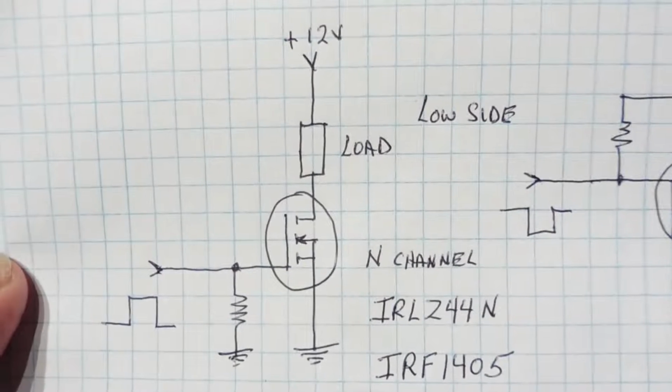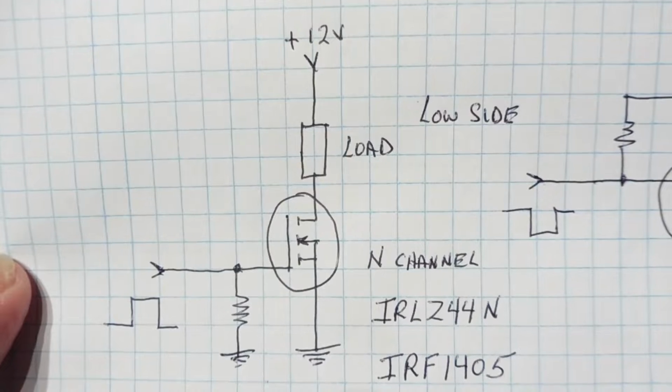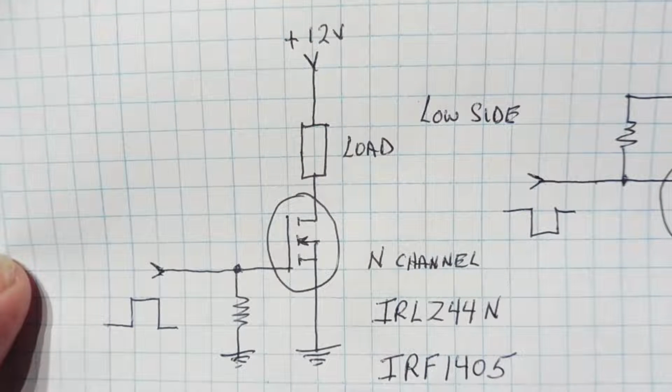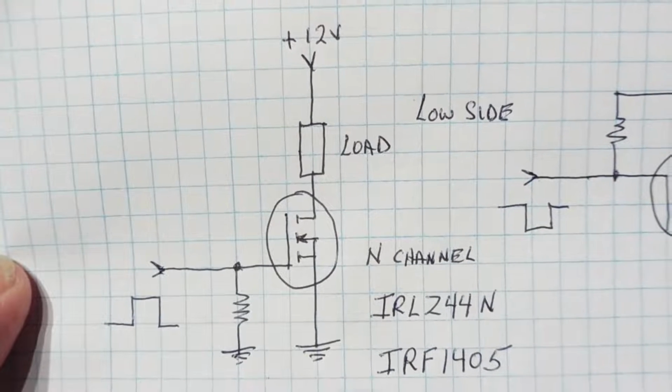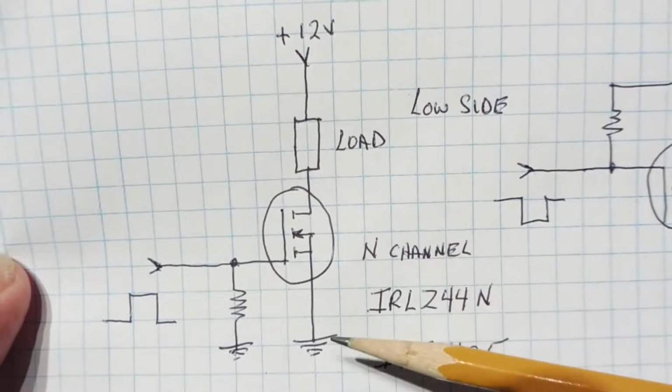Okay, here's a schematic diagram of a low side switching circuit using an N-channel MOSFET. Now one side of the load is connected to the power supply, plus 12 volts. The other side of the load is connected to the drain. Now when we turn on the MOSFET, the load will get its ground through the MOSFET and energize the load.